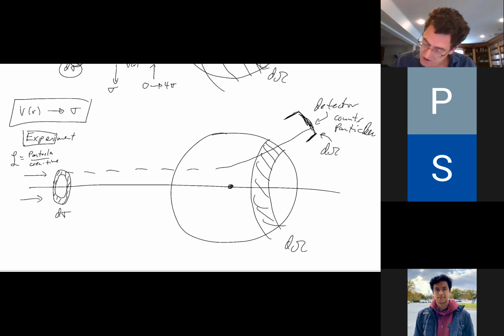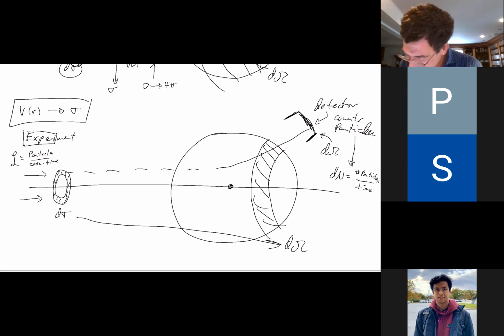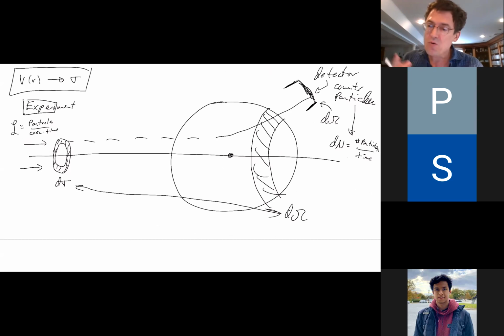And so what I can do is I can count. The detector counts particles, and I can count those particles, and they're going to be dn. dn equals the number of particles per time that go into my detector. And so if I understand this relationship between d sigma and d omega, then I can write a relationship between these things.